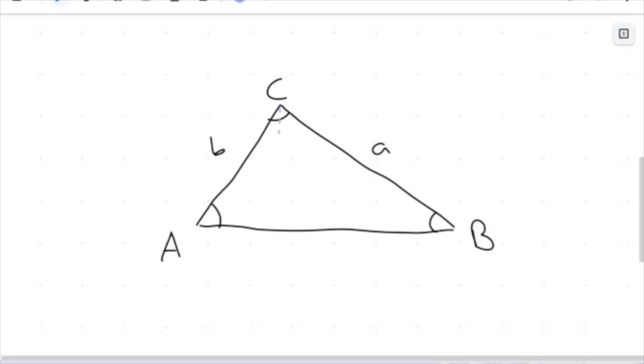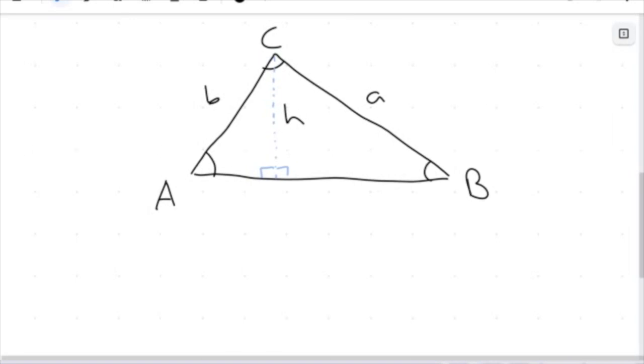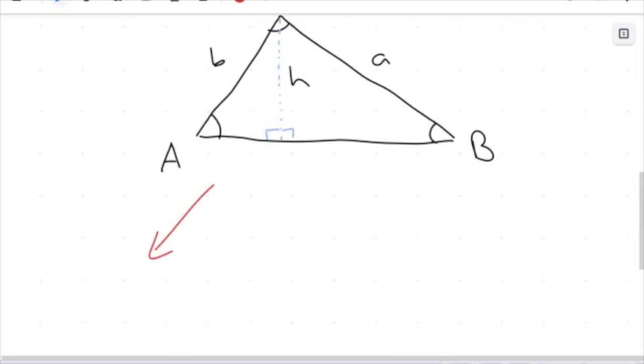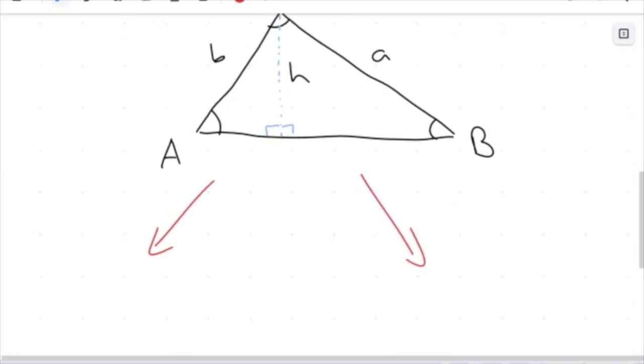Now what if I drew a line from C down to the base of the triangle, this line AB, and I made it so that this line was perpendicular to AB. So it's going to make a 90-degree angle here and a 90-degree angle here. And let's say that this is now the perpendicular height of my triangle here. So we're going to call that side, or that length, H. So what we've effectively done is we've split this up into two separate right angle triangles.